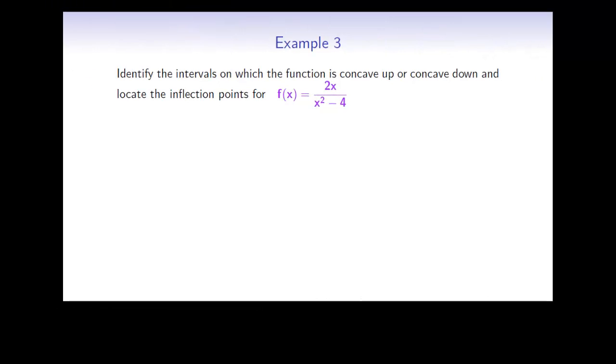Let's do one more example of finding concavity and inflection points. As usual, the first step is to find the second derivative. Here's the first derivative, which we got from using the quotient rule. If you want, you can pause the video and double check this.